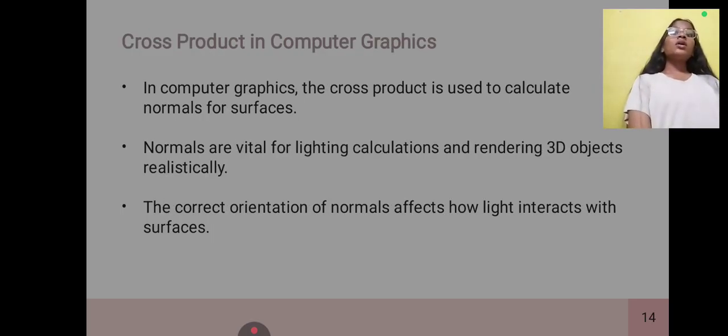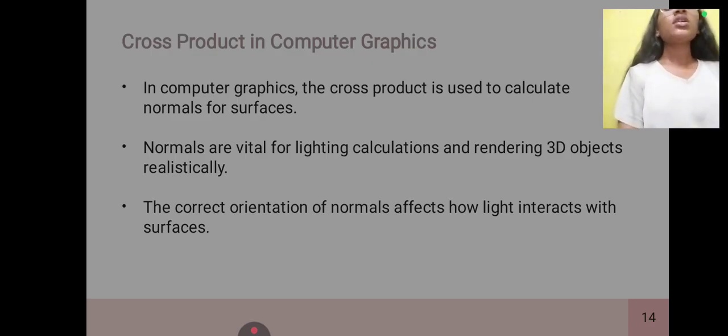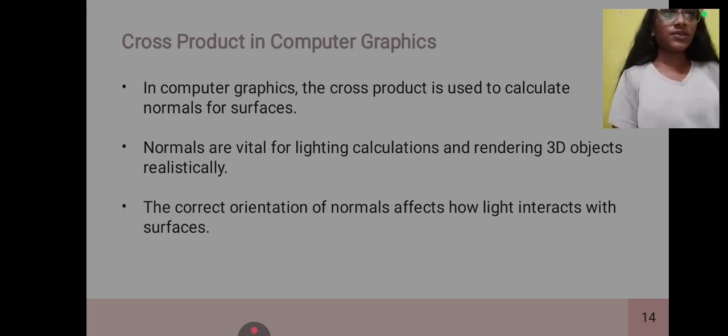Now let's know about cross product in computer graphics. In computer graphics, the cross product is used to calculate normals for surfaces. Normals are vital for lighting calculations and rendering 3D objects realistically. The correct orientation of normals affects how light interacts with a surface.